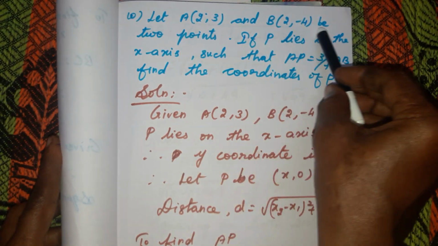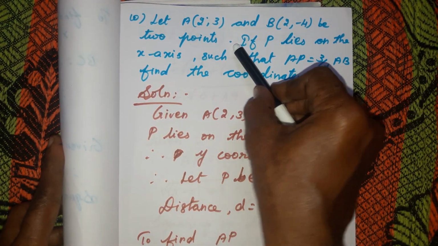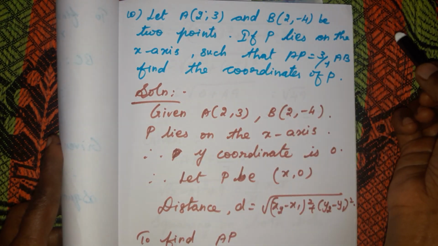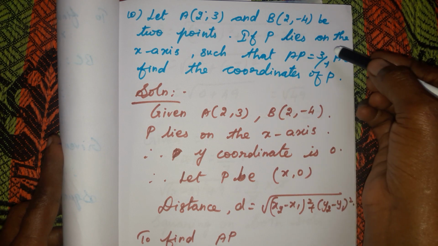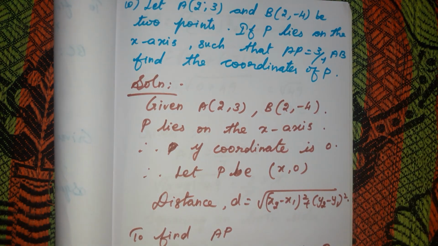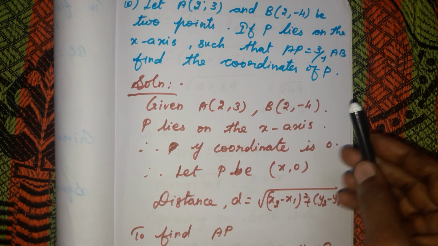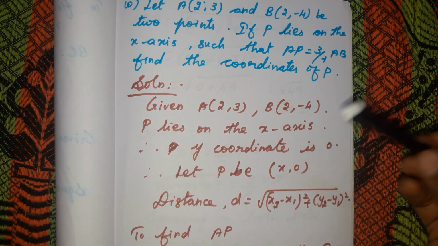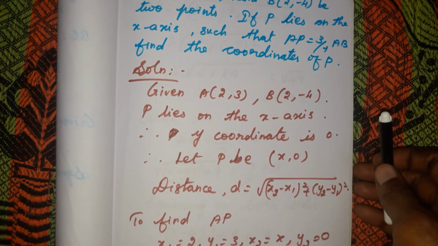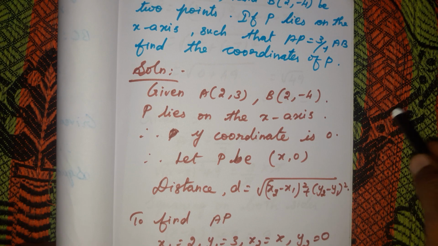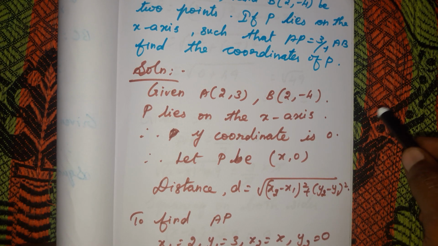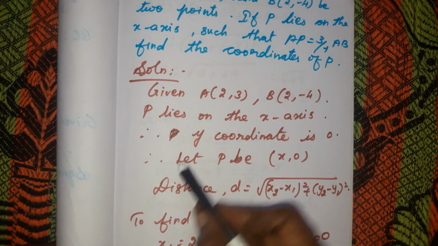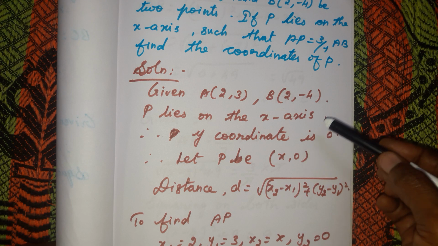Let A(2, 3) and B(2, minus 4) be two points. If P lies on the x-axis such that AP is equal to 3 by 7 AB, find the coordinates of P. Here it is given A is (2, 3), B is (2, minus 4), and P lies on the x-axis. If the point lies on the x-axis, the y coordinate is 0. Therefore, let P be the point with y coordinate 0.